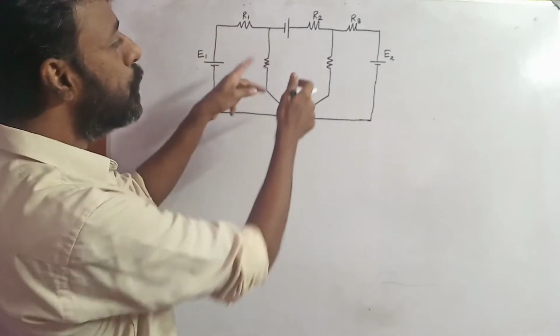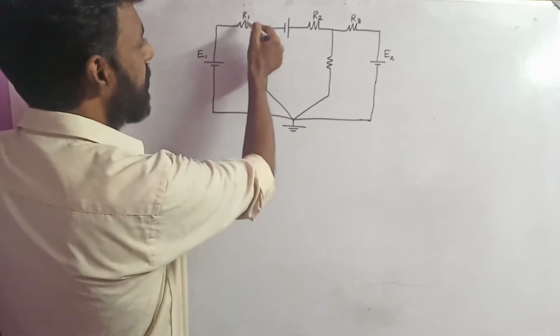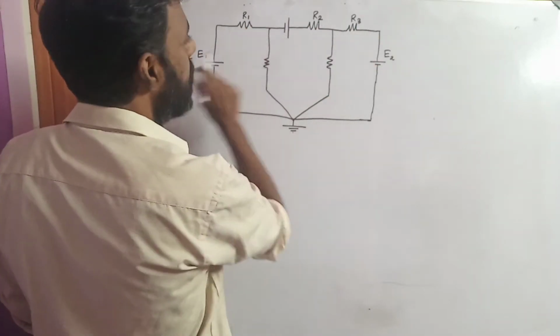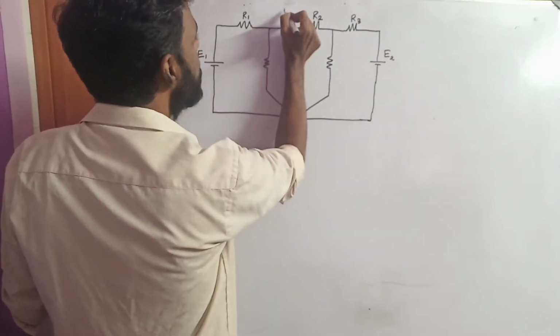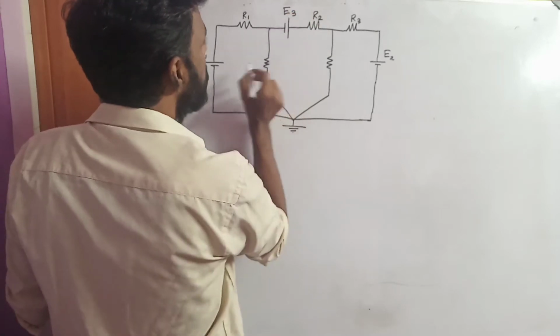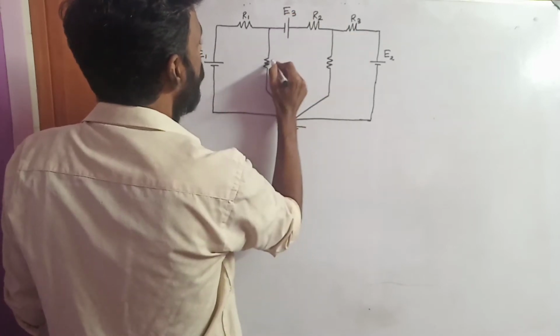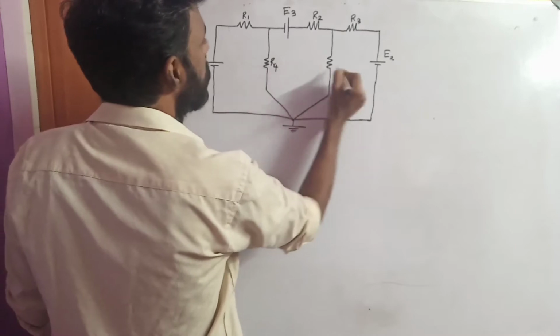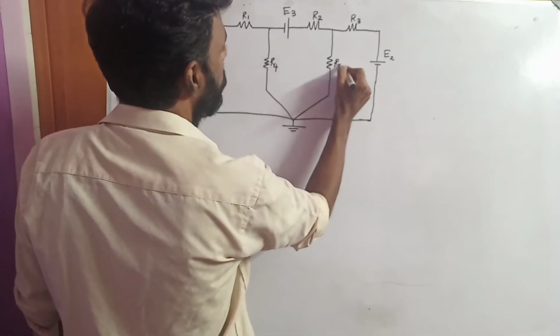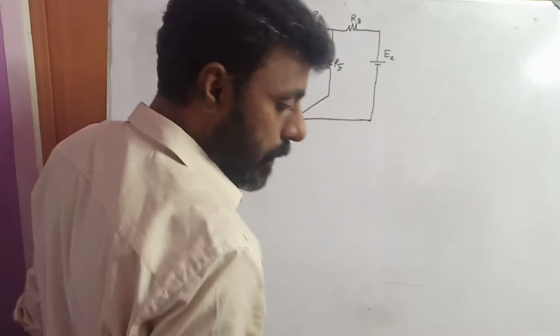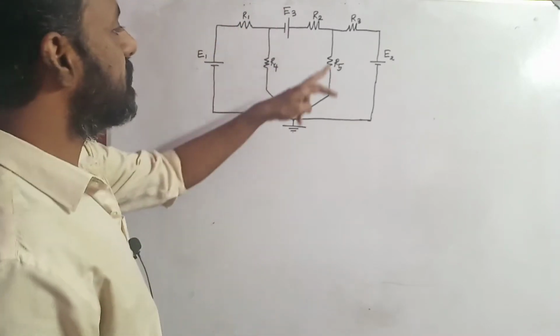So now I am going to mark the resistors R1, R2, R3. This is E1, E2. This battery is E3. This one is R4. This one is R5. Right? So you have, this is the circuit.